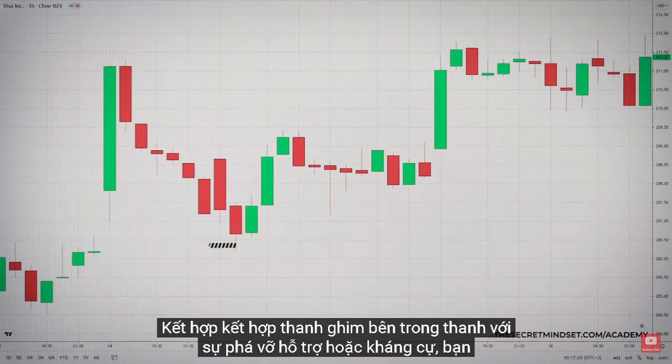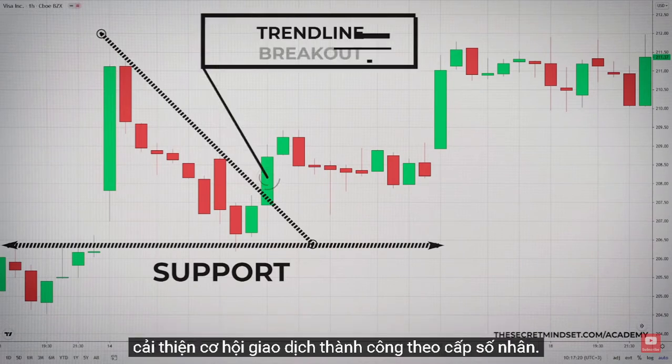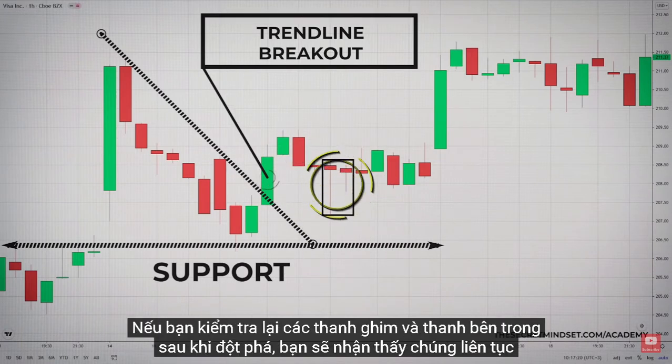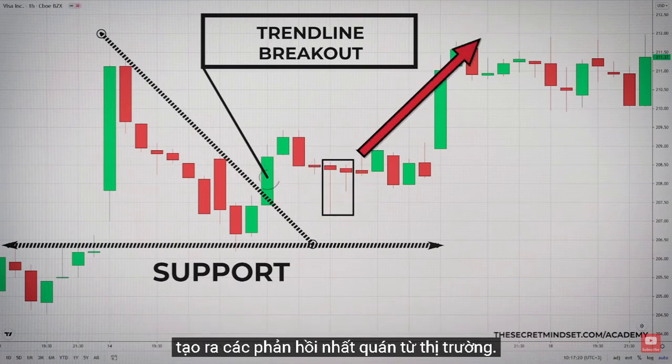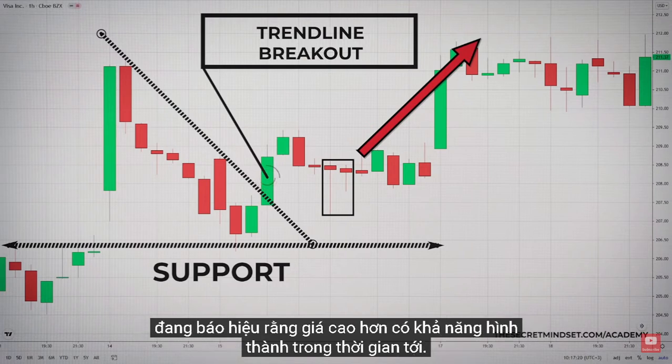Combining the pin bar inside bar combo with the breakout of support or resistance, you exponentially improve your chances for a successful trade. The odds are in your favor simply because you found the point of confluence in the market. If you backtest pin bars and inside bars after breakouts, you will notice they continuously produce consistent responses from the market. A bullish pin bar followed by an inside bar, which forms at an important support level, is signaling that higher prices are likely to develop in the near term.